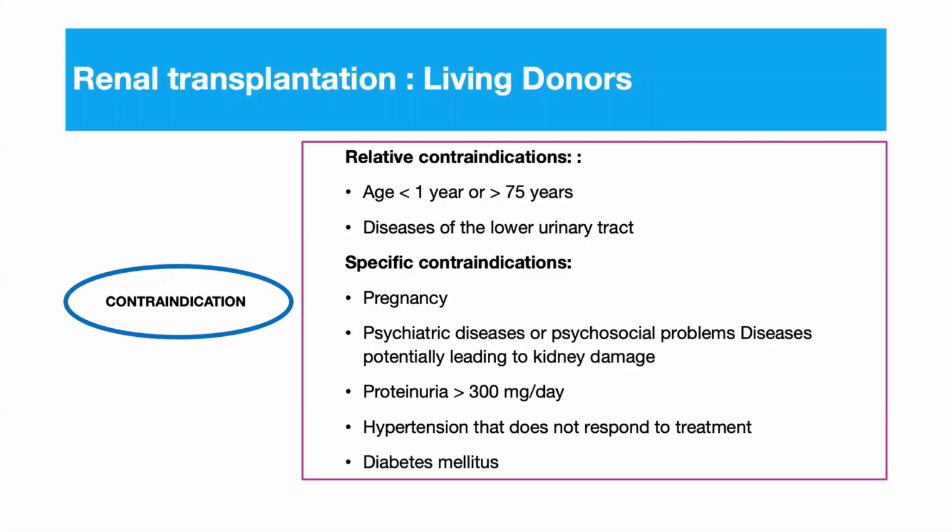Obviously, pregnant ladies shouldn't be donating organs, and if the patient has some psychiatric disease or any other disease that leads to or has led to kidney damage, then they should not be donating one of their kidneys. If they are diagnosed to have proteinuria, it is another contraindication. If they are uncontrolled hypertensive or diabetic, those are contraindications as well. So these people should not be donating their kidneys.